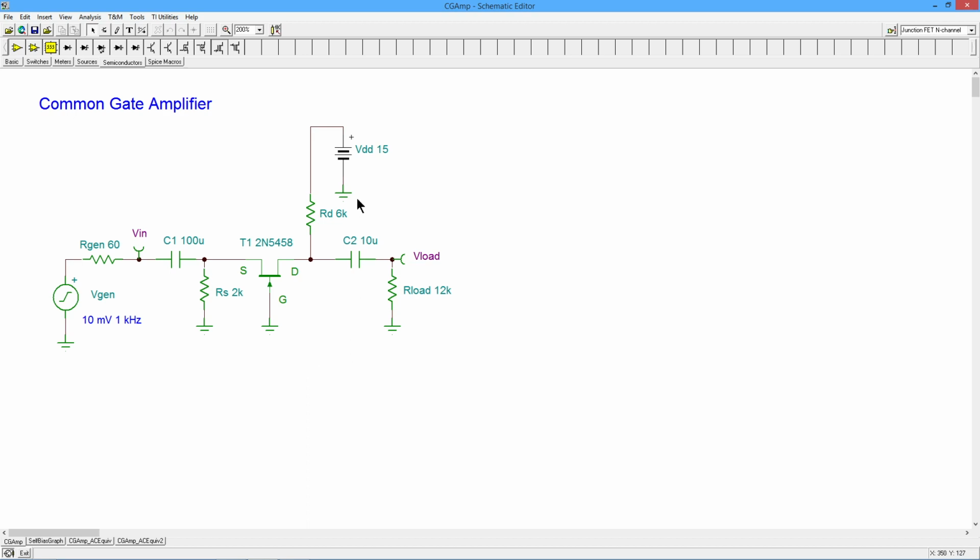Well, before we get into that, we're going to have to do a little DC bias analysis on this. I'm going to need to find the drain current. I'm going to need to find the GM value. We usually need the GM, the transconductance, for our AC calculations.